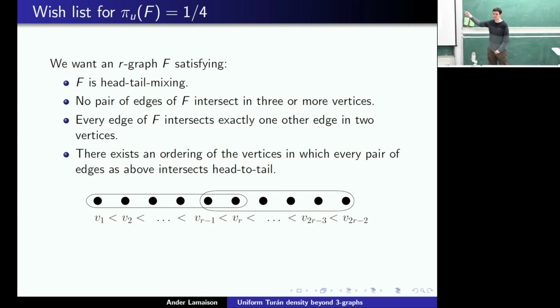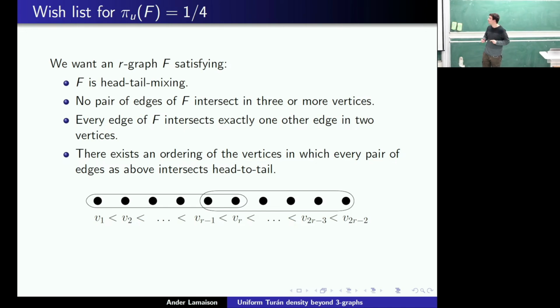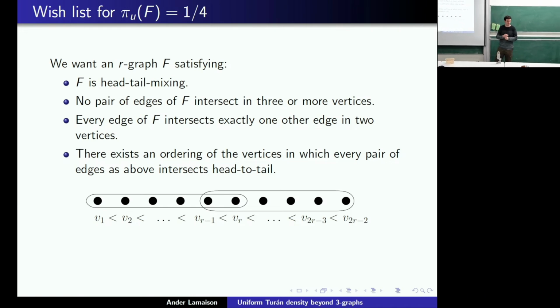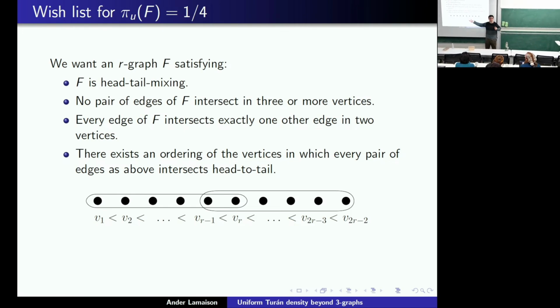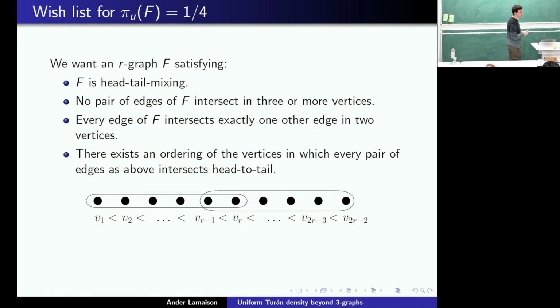First of all, it has to be head-tail mixing. Whenever you shuffle the vertices, you get a pair of edges that intersects heads with tails. Second of all, we want that every pair of edges intersects in at most 2 vertices. Third condition, for every edge there exists exactly one other edge that it intersects in 2 vertices. That means that it's made of almost disjoint copies of this graph. And final condition, there exists an ordering of the vertex set in which all intersection pairs look like this, heads with tails. Those are our conditions. And now we can ask, does such a hypergraph exist?